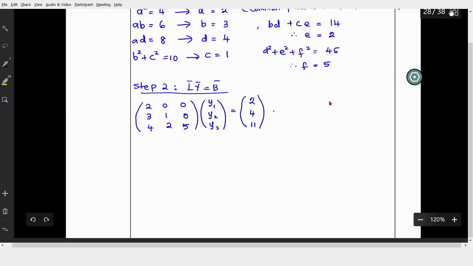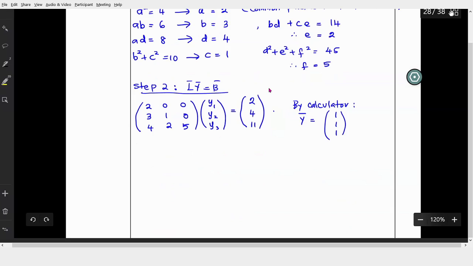Okay, so now you have 3 simultaneous equations that you can solve by your calculator. Or basically you can see directly 2y1 equals 2. So y1, of course, is 1. So by calculator, I can write my vector y, which consists of y1, y2, y3. So for this one, it is 1, 1, 1.